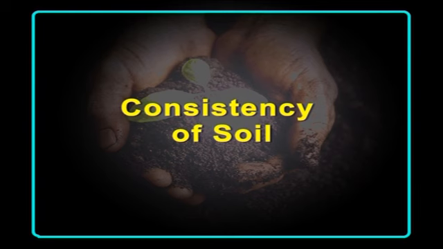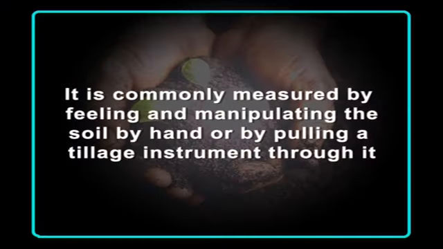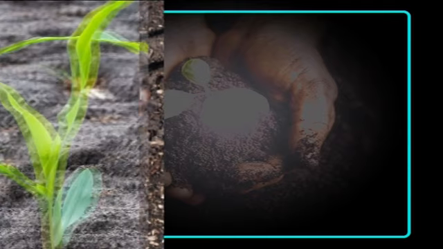Next is consistency of soil. Soil consistency is the resistance of a soil at various moisture contents to mechanical stresses or manipulations. It is commonly measured by feeling and manipulating the soil by hand or by pulling a tillage instrument through it. The consistency of soils is generally described at 3 soil moisture levels. They are wet, moist and dry.